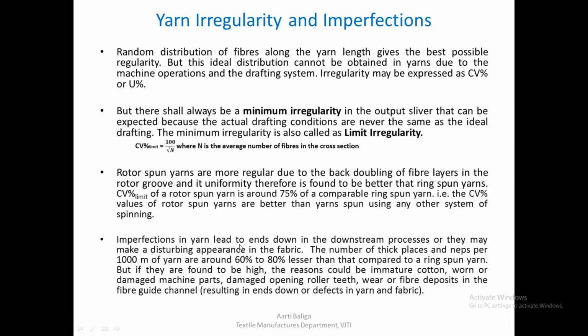Imperfections in yarn lead to ends down in the downstream processes, or they may make a disturbing appearance in the fabric. The number of thick places and neps per 1000 meters of yarn are around 60 to 80% lesser compared to the ring spun yarn. So again we see an advantage over here, where imperfections are 60 to 80% lesser. But if they are found to be high, then the reasons could be immature cotton, worn out or damaged machine parts, damaged opening roller teeth, wear, or fiber deposits in the fiber guide channel.